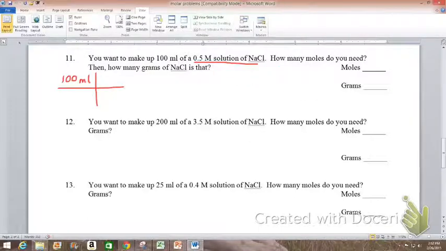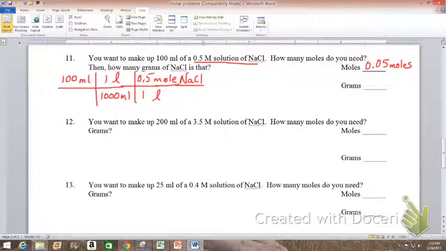So we start out with our 100 mils, but we can't use mils in this equation, so we convert it right away to liters. And then we need to get to moles, just like on the other problems. So we know moles on the top, liters on the bottom. We remember that molarity means 0.5 moles in 1 liter. Now at this point, this gives us moles of NaCl. We can calculate it out. We end up with 0.05 moles.